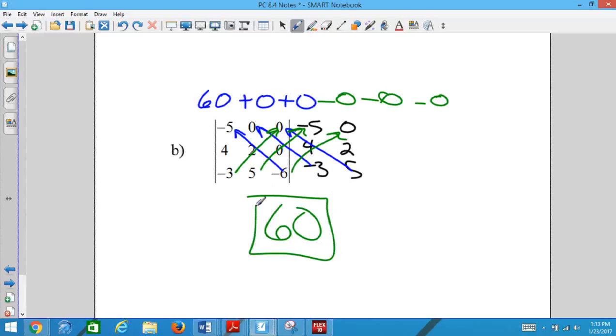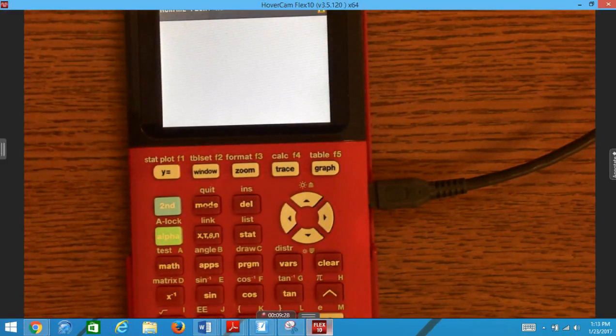Before you turn the page, let me show you how to do it on the calculator. But if it's on the non-calculator section, you got to know how to do it by hand also. So both. Let's do question A on the calculator.